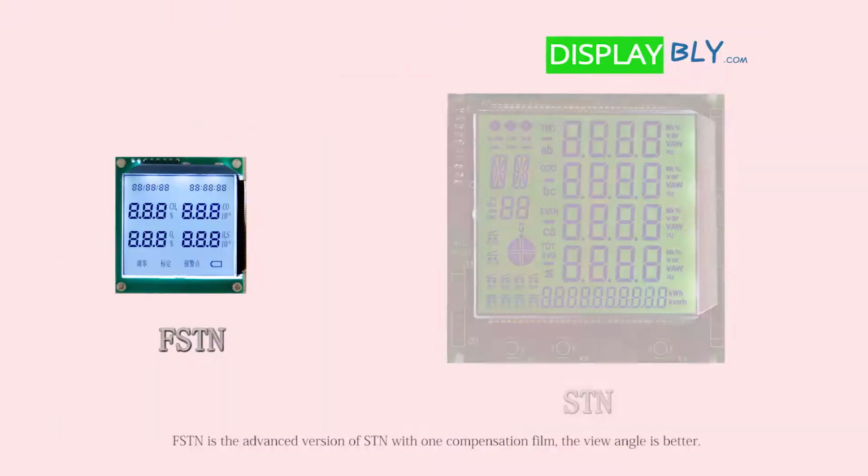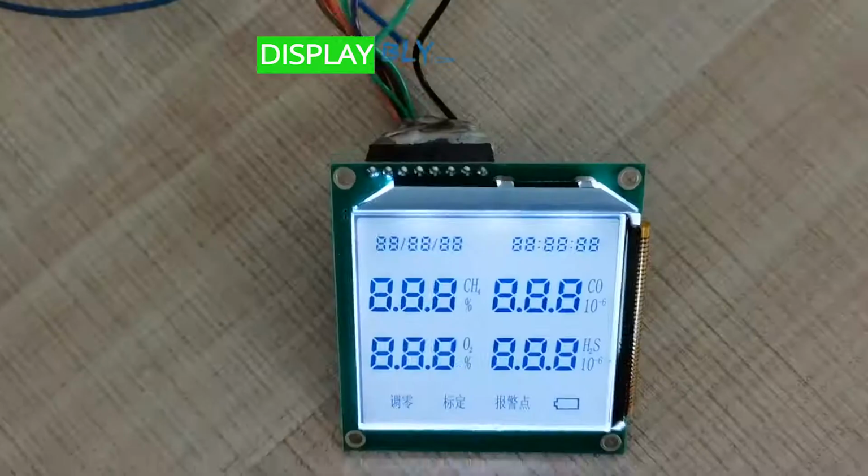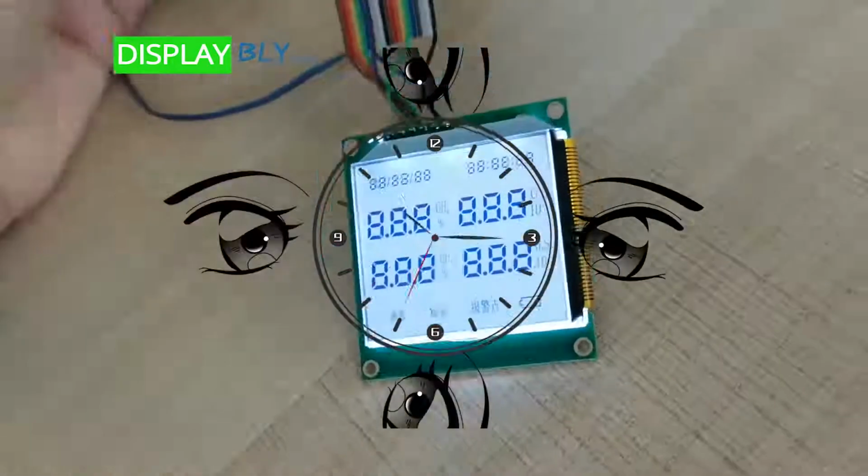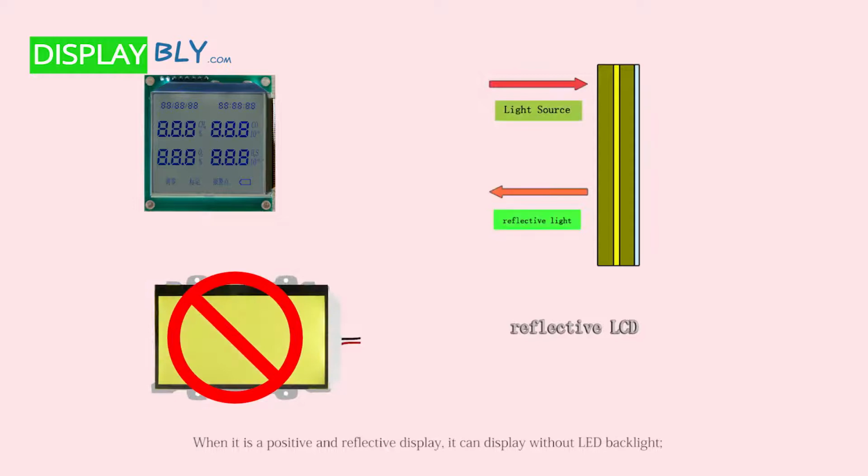FSTN is the advanced version of STN with one compensation film. The view angle is better. It has the true 360-degree full view angle. When it is a positive and reflective display, it can display without LED backlight.